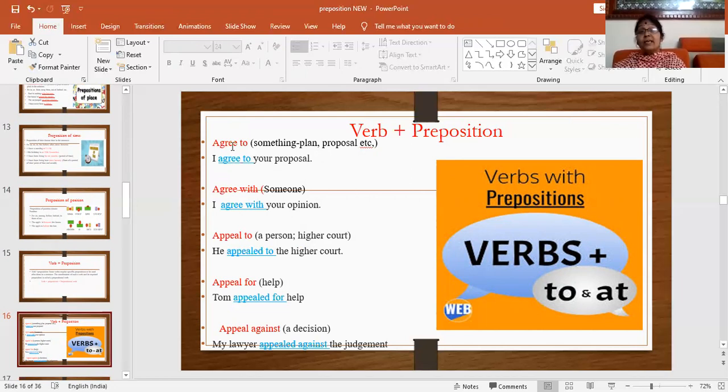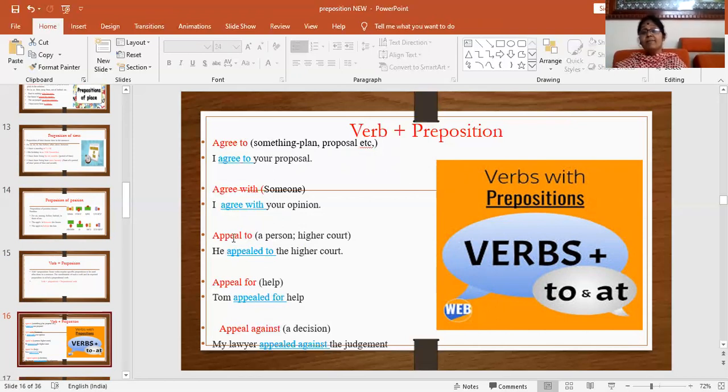Now, when to use agree to, when to use agree with. See here, another word I formed where I said agree and I have attached it with the preposition with and it becomes agree with. And I use it when I want to say I agree with someone, right? I agree with your opinion, right? Now the difference is here: agree to is used for plans or proposals and agree with is agreeing with someone's ideas, agreeing with someone's opinion, right?